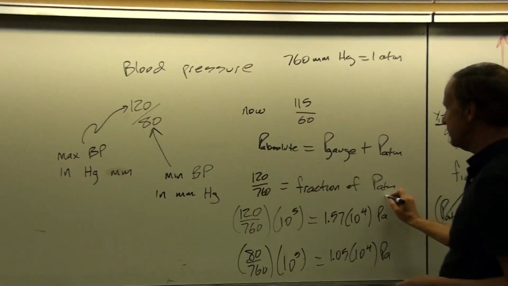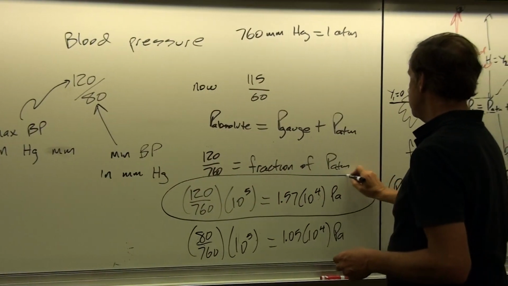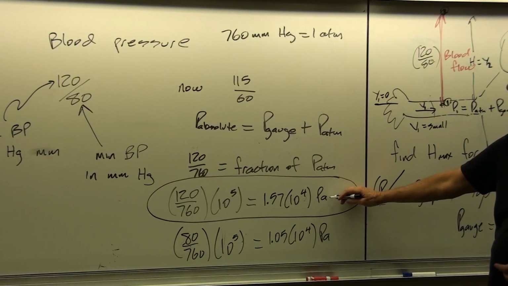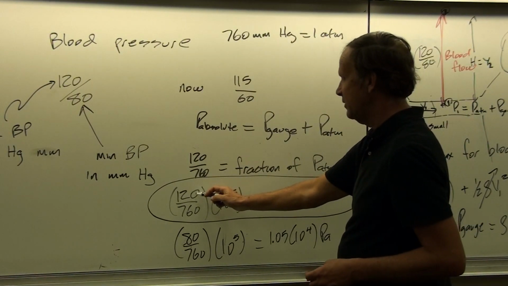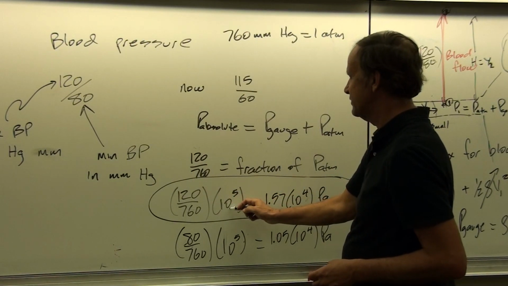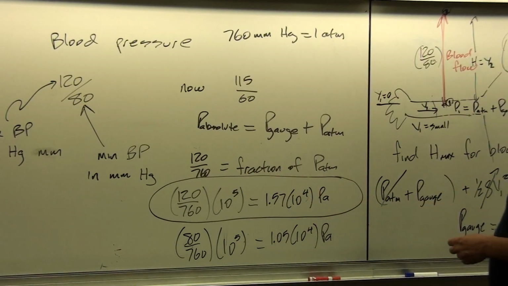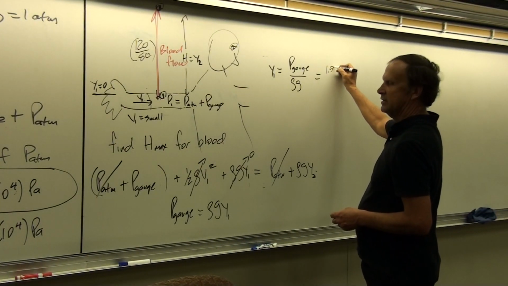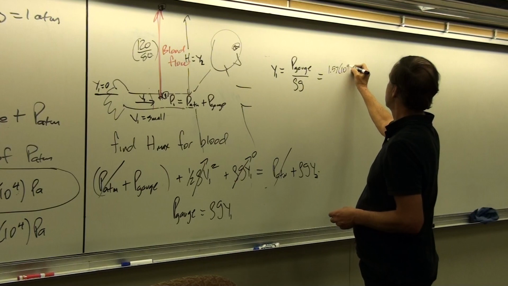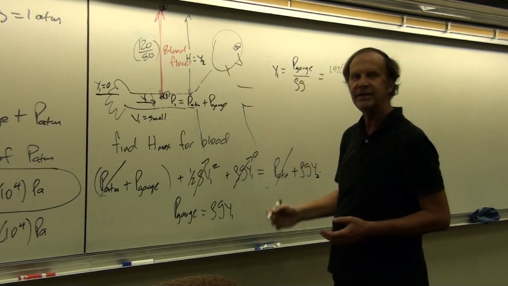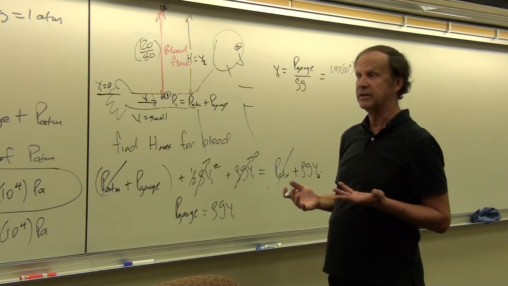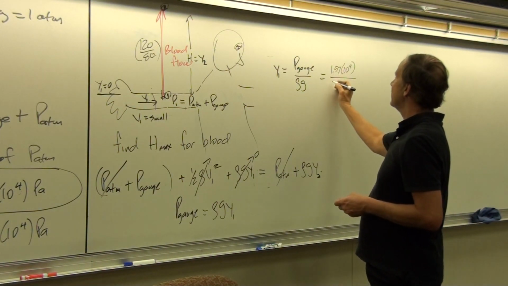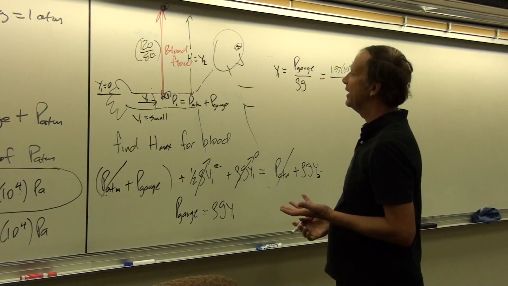What's P gauge? Well, at the maximum height, that's going to be the systolic blood pressure, which we calculated over here. This is the 120 millimeters of gauge pressure divided by 760 times 1 atmosphere. So that'll go in here. That's 1.57 times 10 to the 4. So you wouldn't just want to put in a 120 there. That would be in completely the wrong units. Absolutely incorrect.